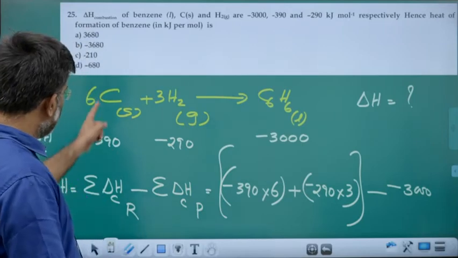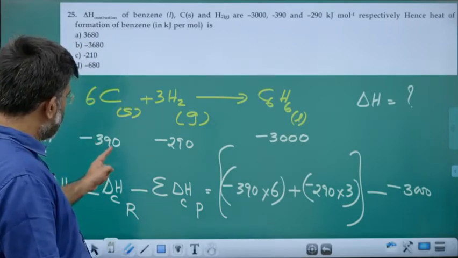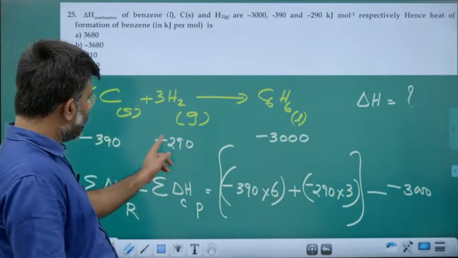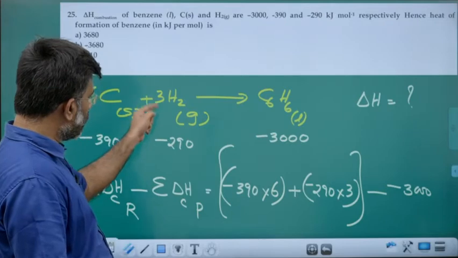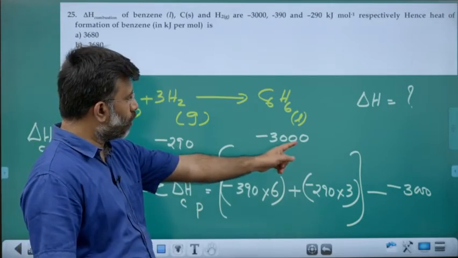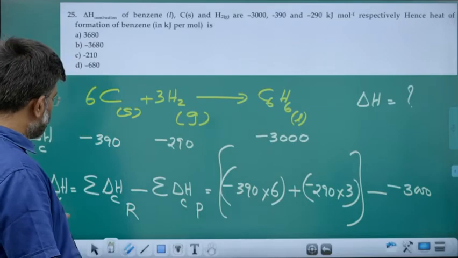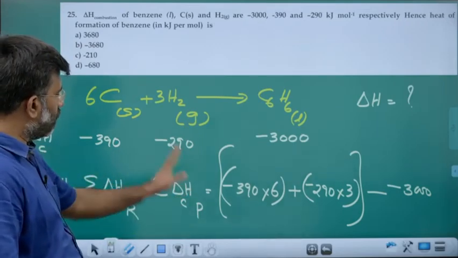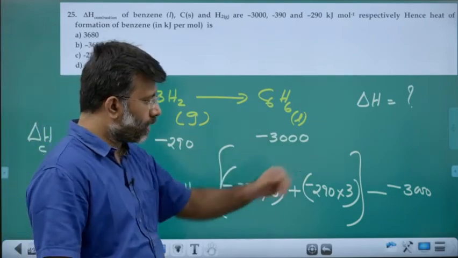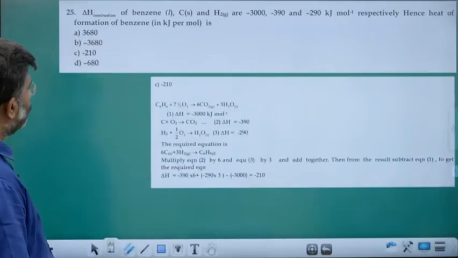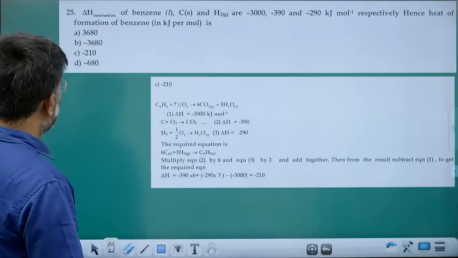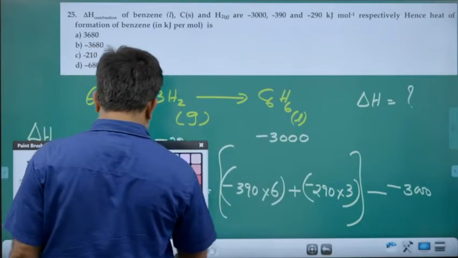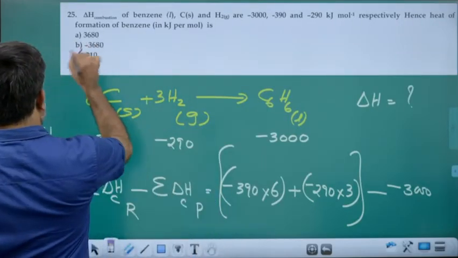What's given? Enthalpy of combustion of carbon minus 390 kilojoule per mole for 6 mole, into 6. Minus 290 kilojoule per mole for 3 mole, into 3. Minus 3000 kilojoule per mole. Enthalpy of reaction is equal to sum of enthalpy of combustion of reactants minus sum of enthalpy of combustion of products. Substitute and find out the answer to be option C, minus 210. Whether you get it or not. Very fine.